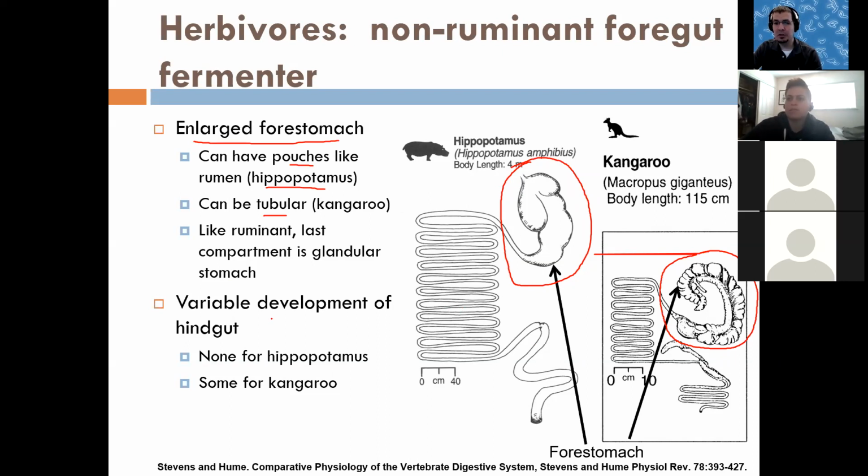And just like in ruminants, we can have some development of the hindgut. The hippopotamus actually has very little. The kangaroo, it has a small cecum and colon. So yes, we call them foregut fermenters. Most of the fermentation occurs in the foregut, but there is some in the hindgut. So again, it's a spectrum.